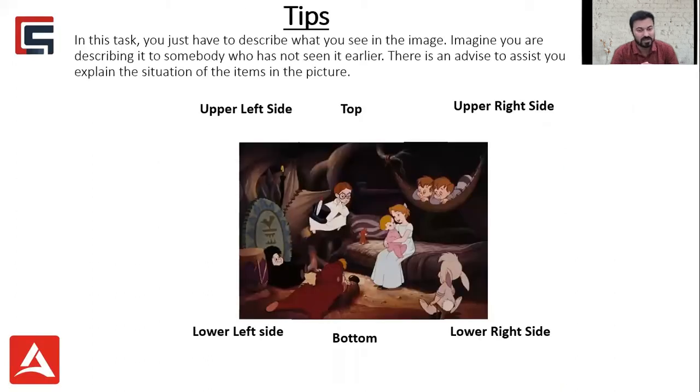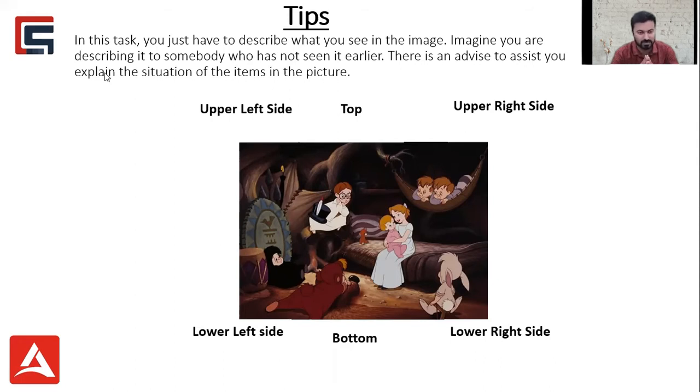If we look at the basic tips, it is very important to notice what exactly we should begin with and how we can move on to describe this entire scene. One important thing is, as you can see, there are 6 different sides or directions. It is very important that you cover all of them when you give your response regarding any such image scene.